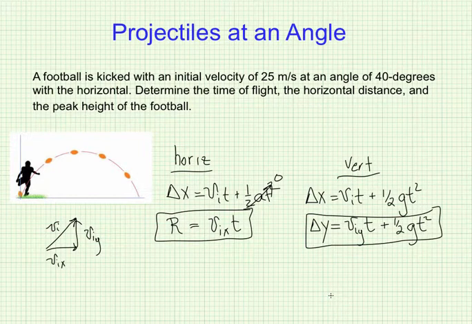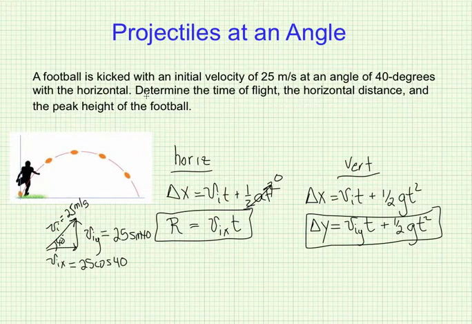We have a football kicked with an initial velocity of 25 meters per second at an angle of 40 degrees. So over here we know this is 25 meters per second, and my angle is 40 degrees. I have to find the components. For the horizontal component I need the adjacent side, which means this is going to be 25 cosine of 40. Relative to that 40 degrees, the velocity in the y direction is going to be the opposite side, making this 25 sine of 40.